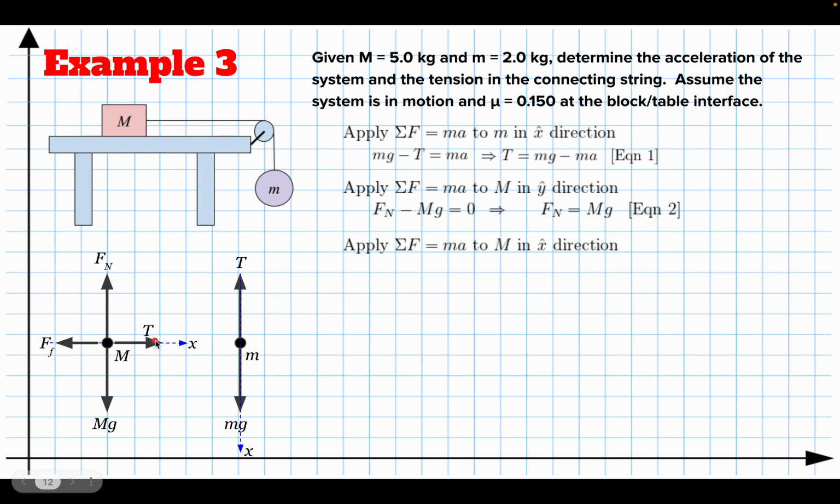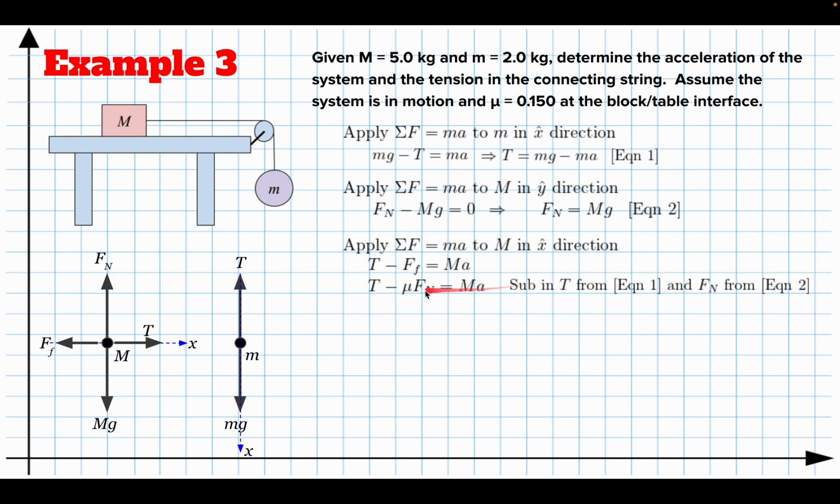So the forces to the right, which is the tension, minus the friction force to the left, has got to equal this M times the acceleration in the x direction. So that looks like that. Now, we're trying to find the acceleration. We have two unknowns here. So for T, we're going to substitute in this expression up here. For the friction force, we know the friction force is mu times the normal force. So instead of friction, I can put in mu times normal force, and that equals Ma.